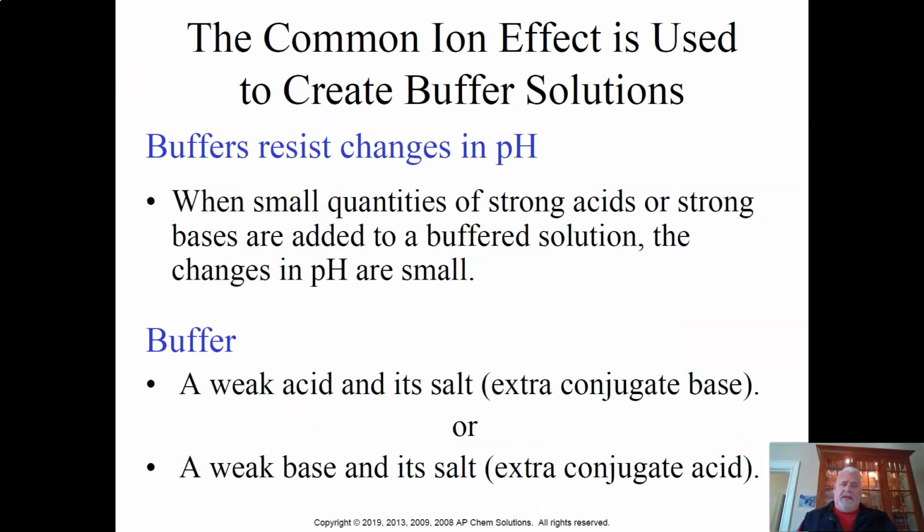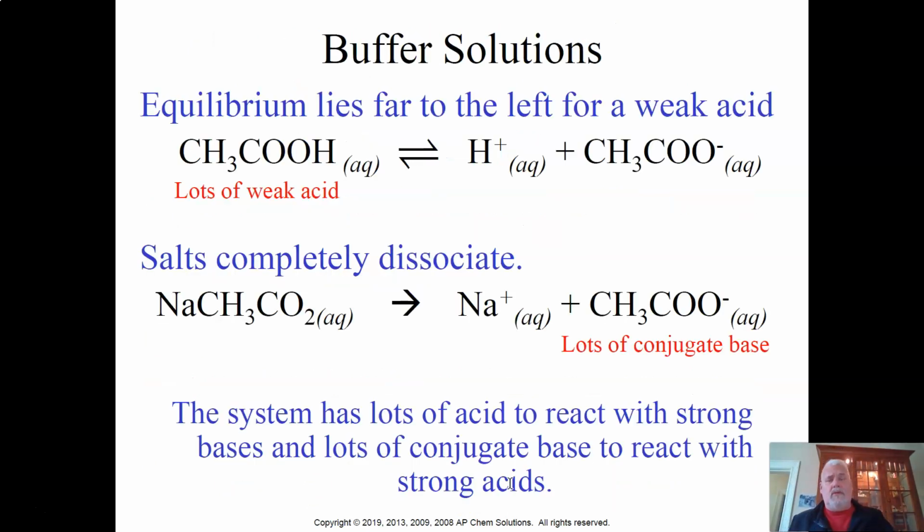As I mentioned in the intro, buffers resist changes in pH. And here's how you make one. It's a weak acid and its salt, or a conjugate base. A weak base and its salt, which would make extra conjugate acid. All right, so let's see some examples of that. It's a little easier to understand with an example.